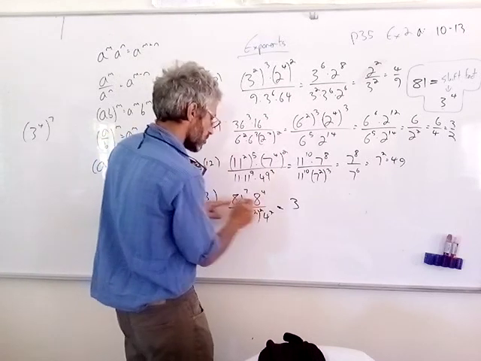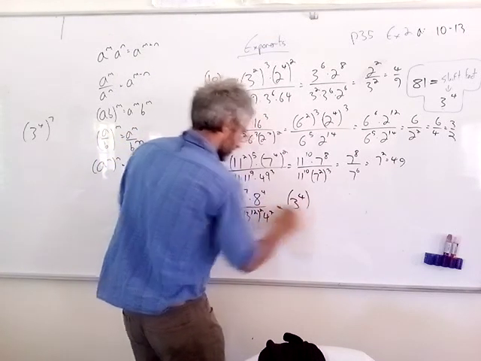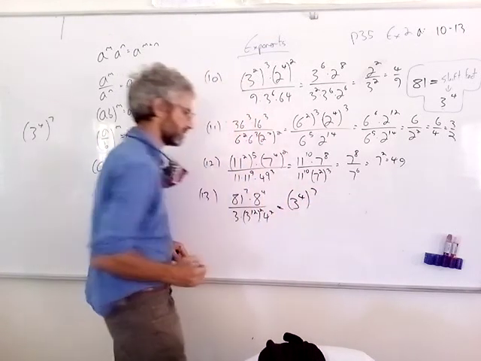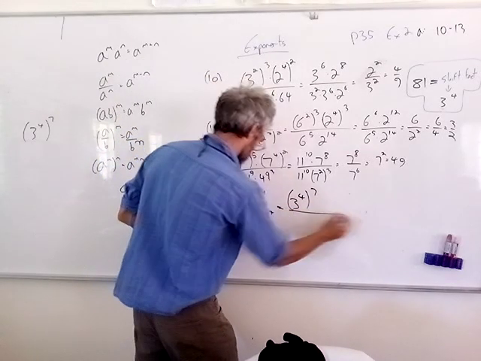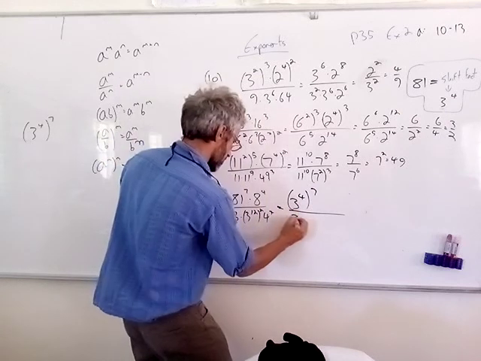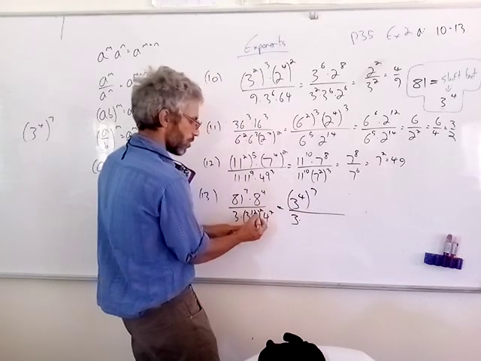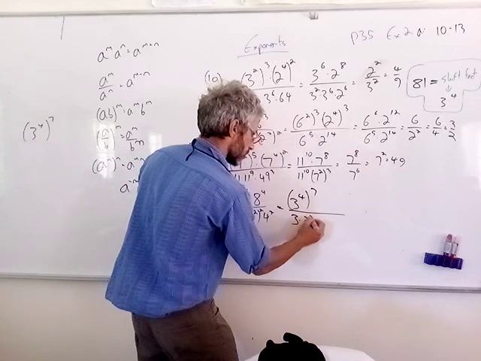So instead of 81, I'm going to write 3 to the power of 4, but I mustn't forget that all this is power 7. So I'm going to leave them there. I'm going to leave the 8 now for a second. At the bottom here, I'm going to write 3 times what is 3? 12 to the power of 2 is 3 to the power of 24.